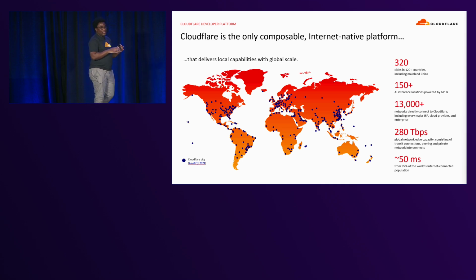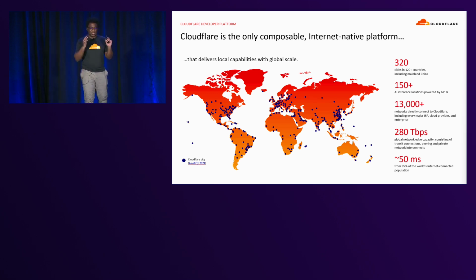On the Cloudflare network, you have compute and storage in more than 320 cities, and I don't know how many locations because it keeps going up every week. You can deploy your applications in all those cities and have that low latency of less than 50 milliseconds to more than 95% of the world's internet-connected population.